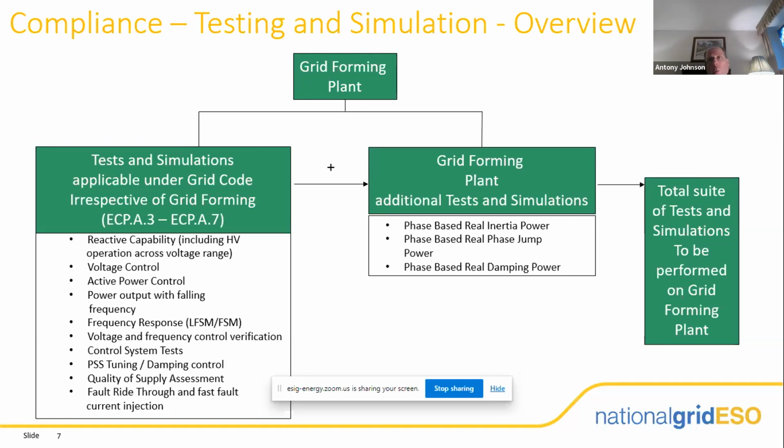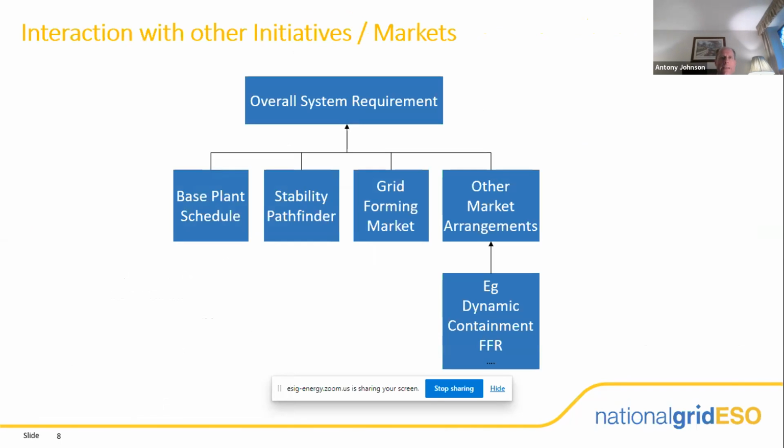The important element is that grid forming is a non-mandatory requirement. It would be selected for use through the stability market that I've mentioned earlier. Basically, when a plant says, yes, I'm prepared to provide grid forming, this is the cost, then there would have to be a set of compliance tests, and this is effectively how it would be done, together with associated simulations as well.